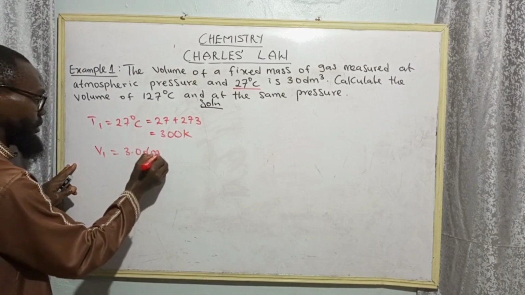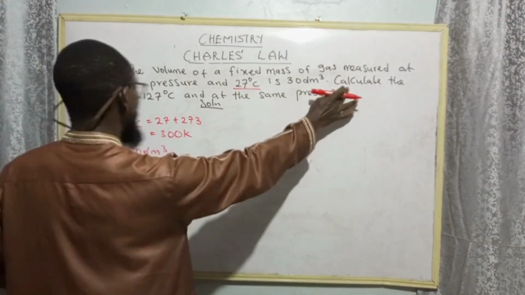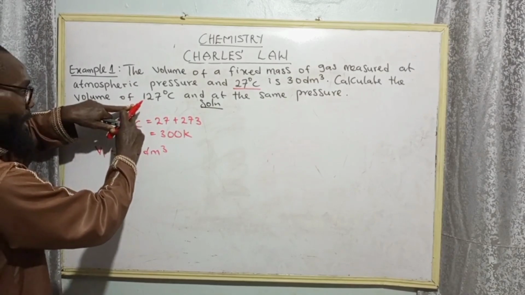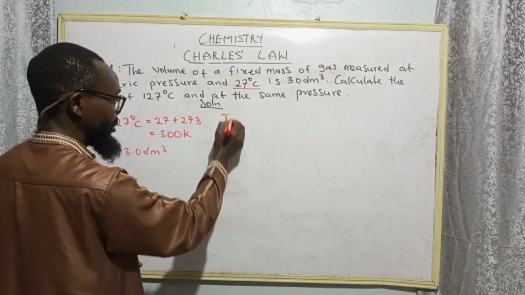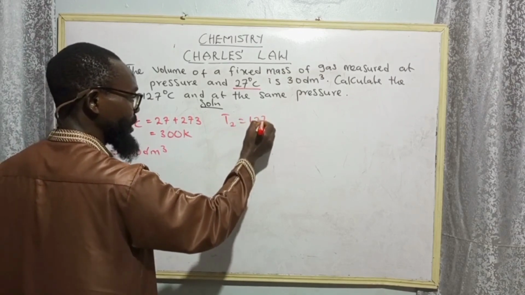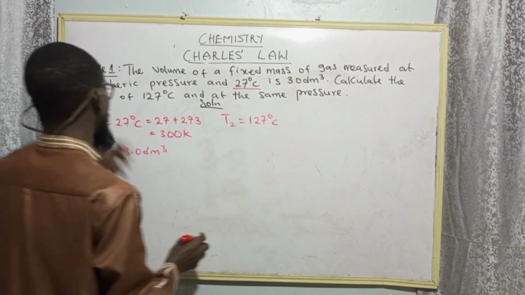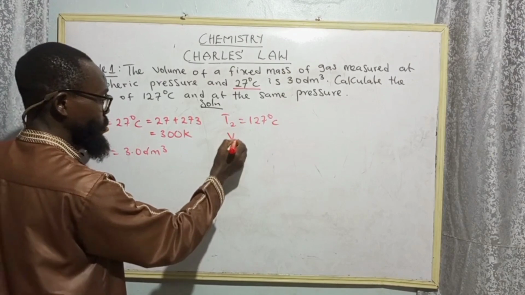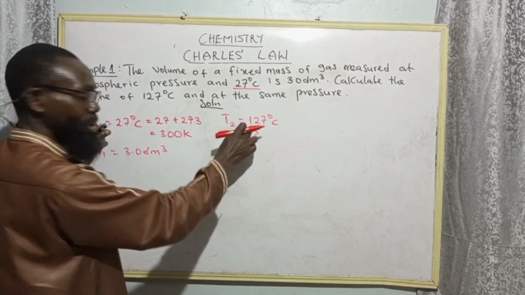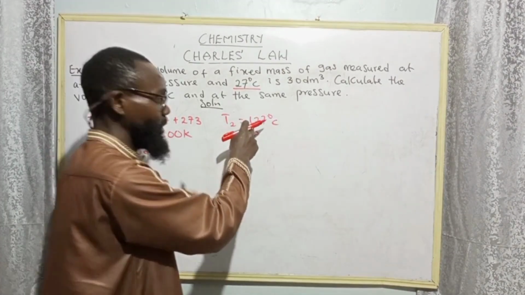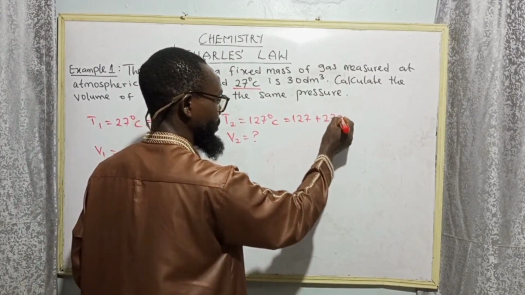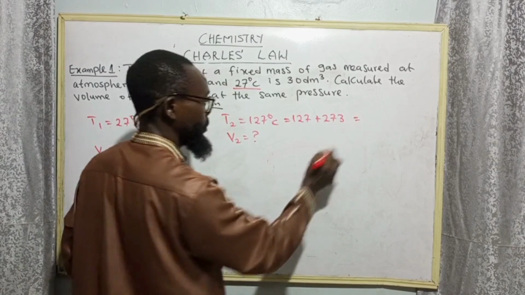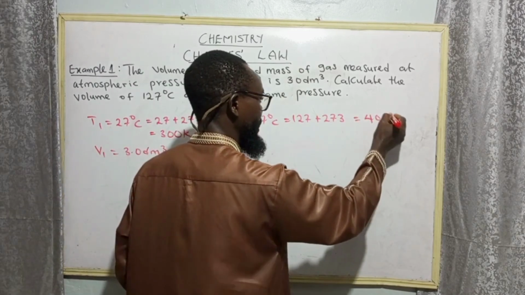We are now told to calculate the volume at 127 degrees Celsius. That's another temperature. That should be our T2, 127 degrees Celsius. So we want to calculate the volume. That should be our V2 to be calculated. But we need to change this to Kelvin by saying 127 plus 273. So we have 400 Kelvin.